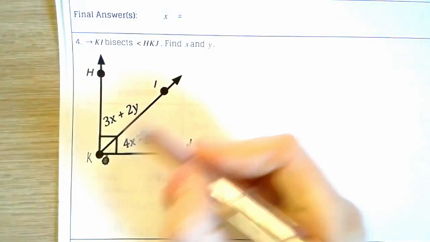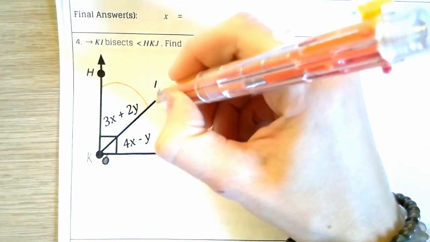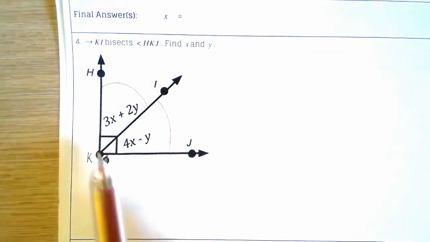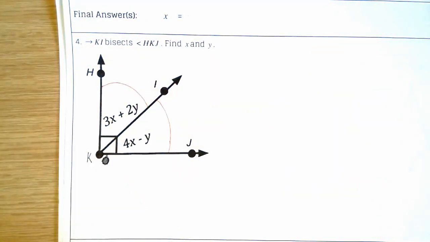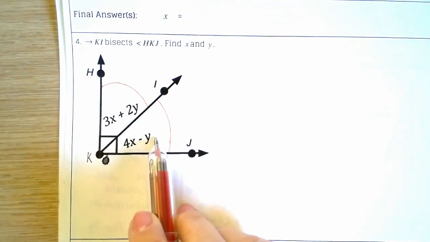Since KI bisects the big angle, that means that this angle is congruent or equal to that angle. What other marking do we have on this picture that's going to help us out? We have 90 degrees. Right, we have a 90 degree. So not only are these 2 angles equal, but they also combine to give us 90 degrees.